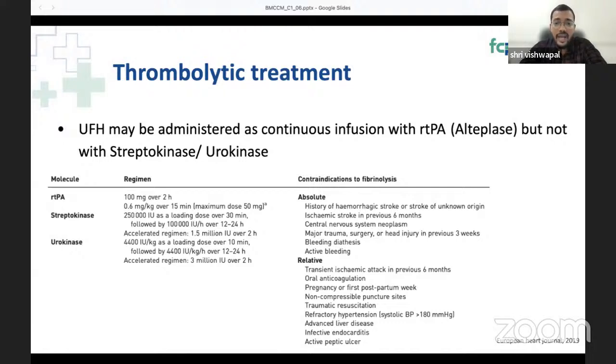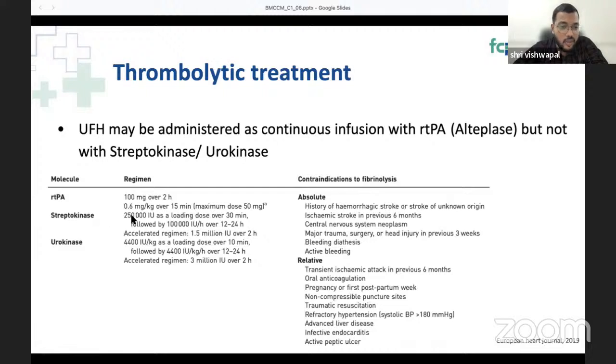Unfractionated heparin can be administered continuously with recombinant tissue plasminogen activator like alteplase, but not with streptokinase or urokinase. So this is the regimen for RTPA. For tenecteplase, it is 100 milligram over 2 hours. For alteplase, it is 0.6 milligram per kg over 15 minutes.